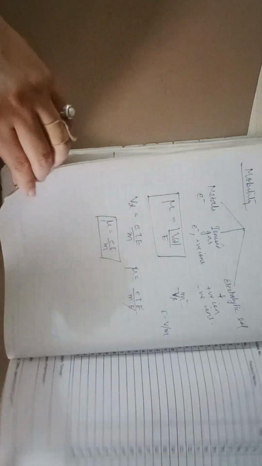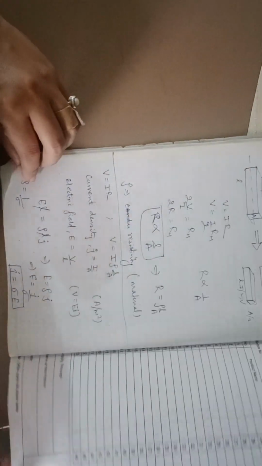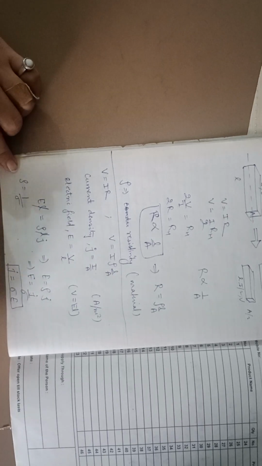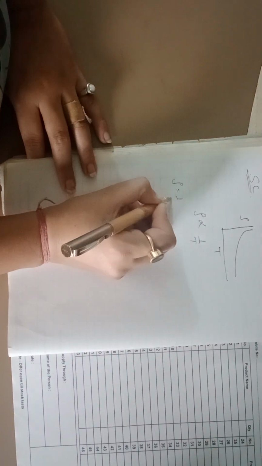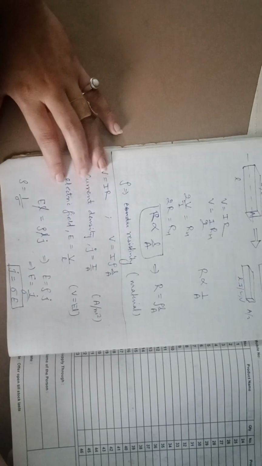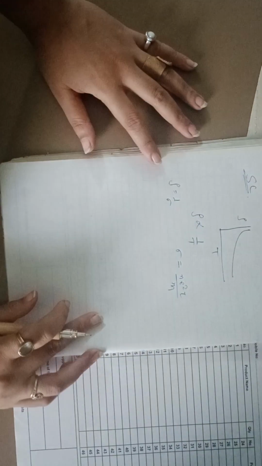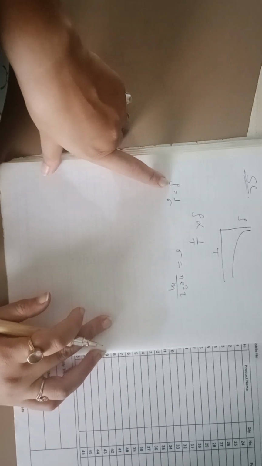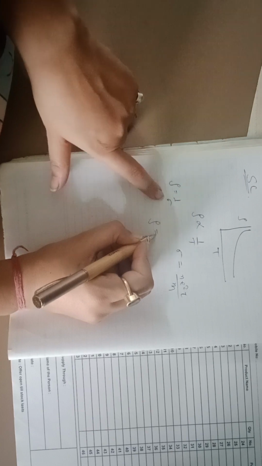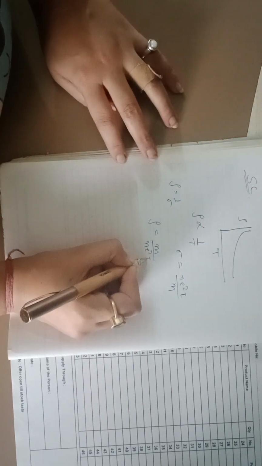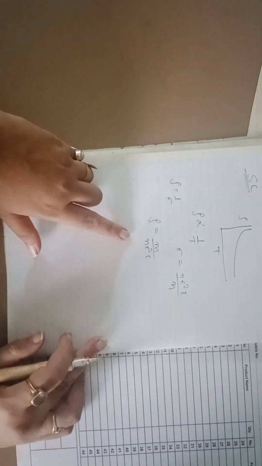एक formula और था इसमें. ये rho is equals to 1 by sigma. और एक formula था, sigma is equal to n e square tau by m. ये formula था. So in place of sigma, we can write rho is equals to 1 by sigma. तो inverse हो जाएगा m by n e square tau. Rho is equals to m upon n e square tau.